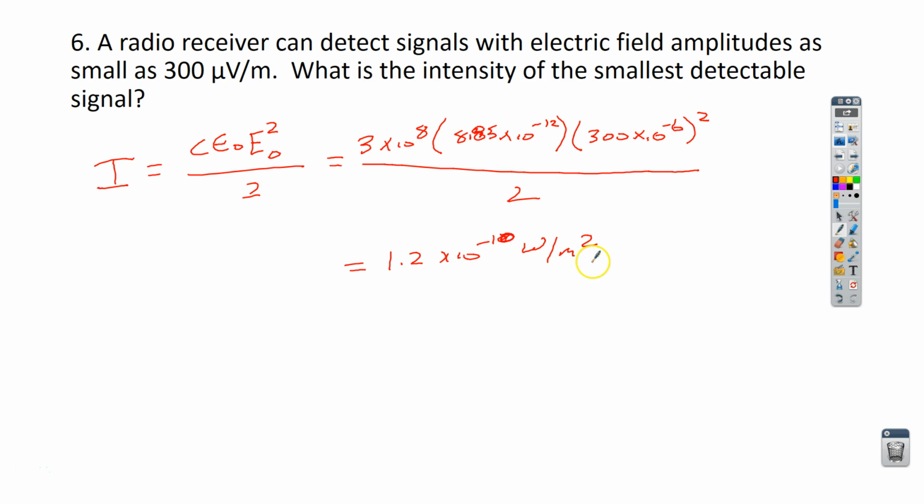So that's really a very, very small signal, and that should be picked up by an antenna system that has been amplified. So there's our intensity, and that is it.